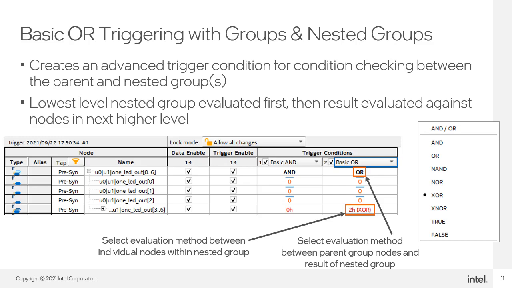In the example shown here, on each rising edge of the sampling clock, first, the values selected for the 4 individual signals within the child group are XORed together. Since XOR is selected, if only one of these signals matches the level or signal transition edge specified, the child group returns a 1 to the parent. The resulting 1 or 0 from the child group is then ORed with the values of the 3 signals in the parent group. The final result of this OR operation determines whether the trigger condition has occurred or not.